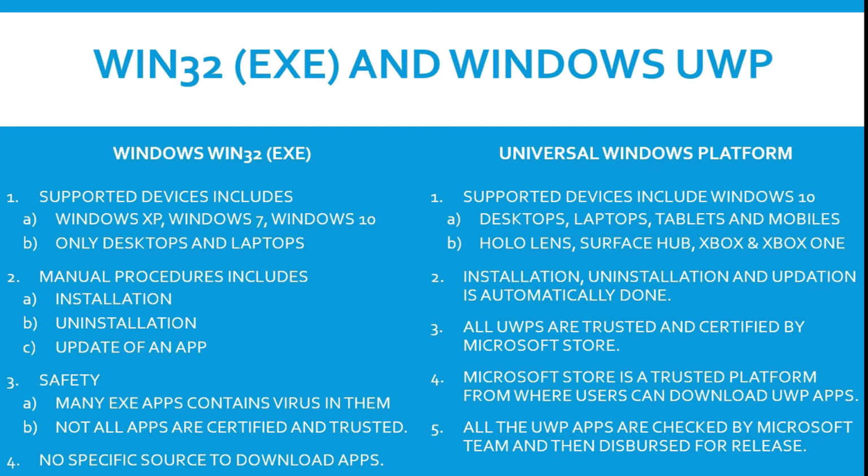It means that the entire checking and testing process of the app is done by the Microsoft team, which is the team that has developed Windows. So they verify the apps, and if they are safe and available for distribution, then they release that app. So this was the main difference between Win32 exe app and Windows UWP app. So I think that this question is also answered. Now let us move to another question.